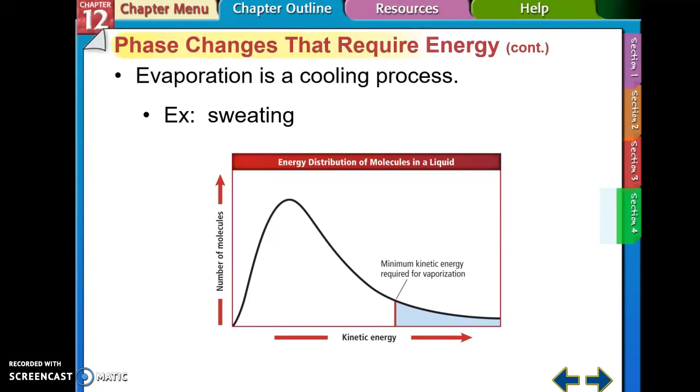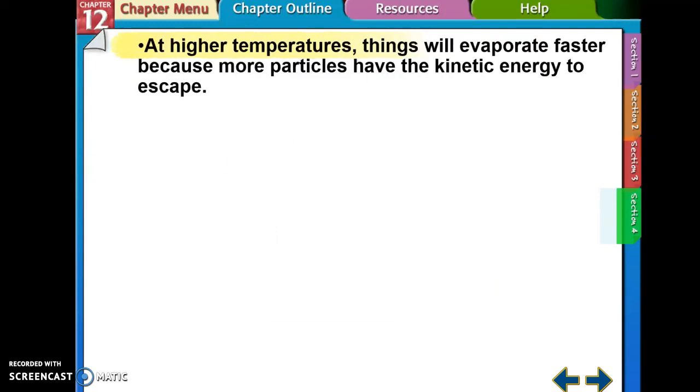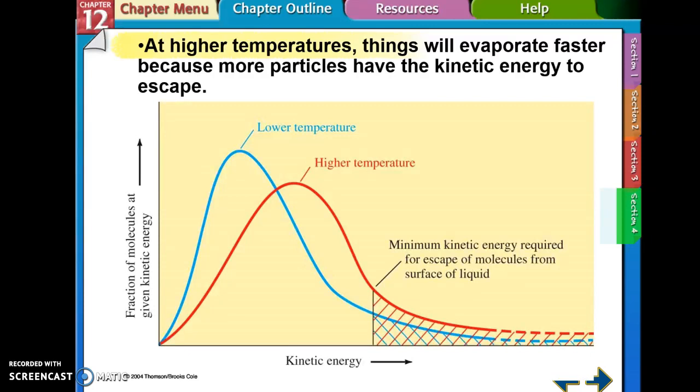It has a high kinetic energy. Not many molecules actually get there. And at higher temperatures things evaporate faster because they have more kinetic energy. So if you heat something up to a higher temperature, or if it's hotter outside, things will evaporate faster because particles have more energy individually. So when you've got a lower temperature, you're going to have more particles at a lower amount of kinetic energy. If you have a higher temperature, you're going to have more particles at a higher kinetic energy.